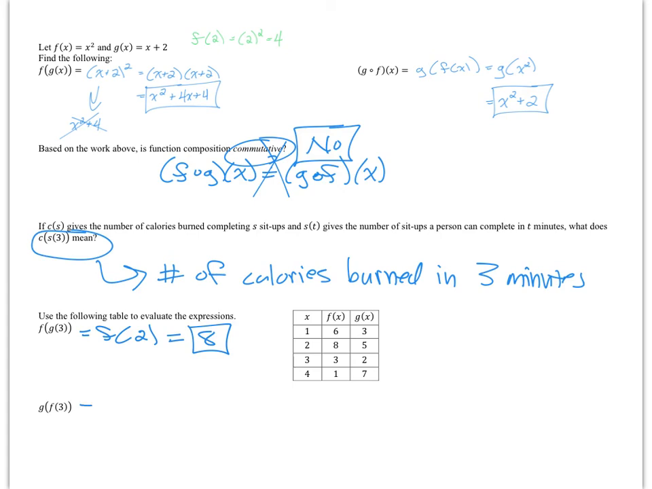G of f of 3, similarly, is g of, even if we come over here, f of 3 is 3. So it's g of 3, and what is g of 3? That's 2. So function compositions will always work inside out. You do f of 3 first, then g of whatever number you get from this. Do g of 3 first, then f of whatever number you get from this. So that's the basic idea.